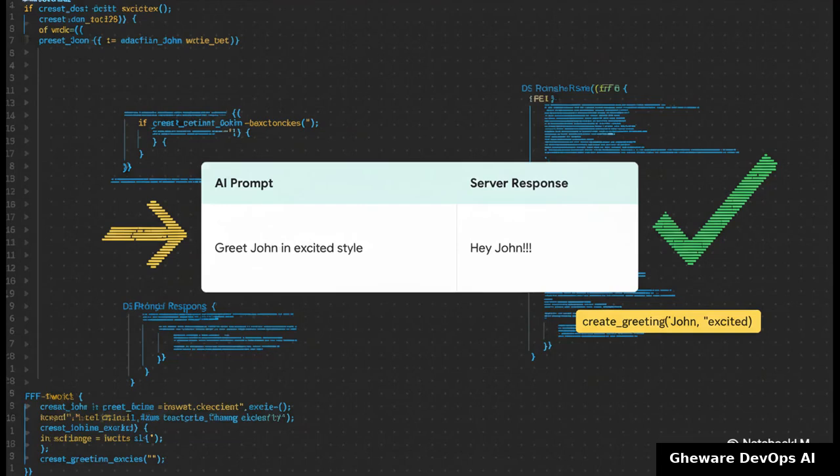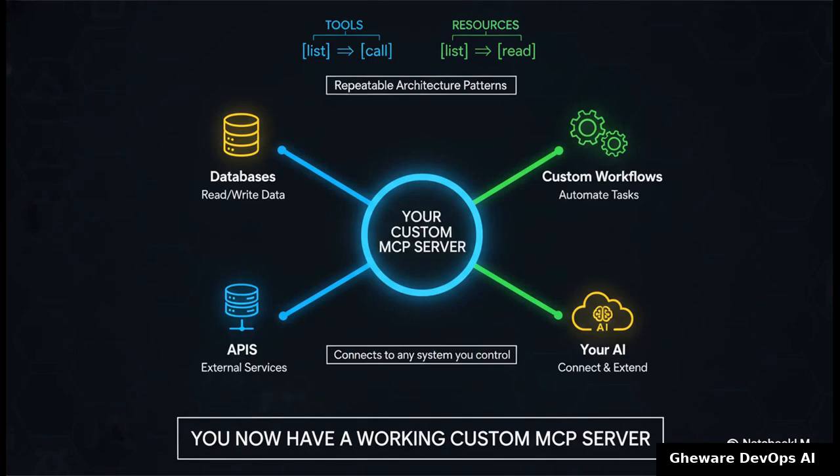And this is the magic moment. We give the AI a simple prompt, greet John in excited style, and look at the response. Hey, John! It worked! The AI understood our request, found our custom tool, called our server with the right arguments, and got the perfect response back. How cool is that?